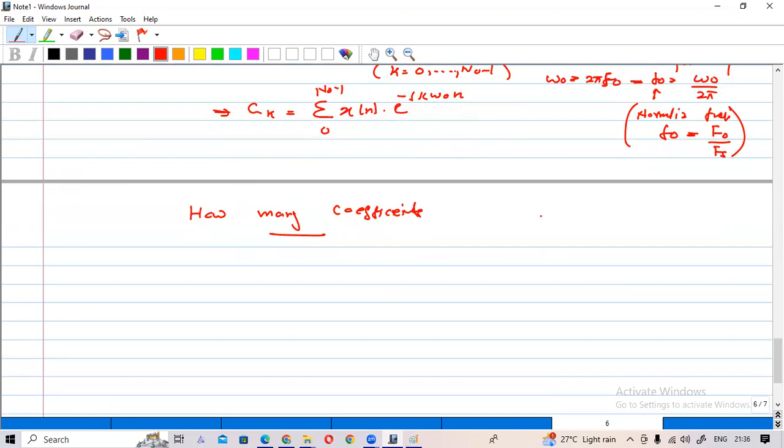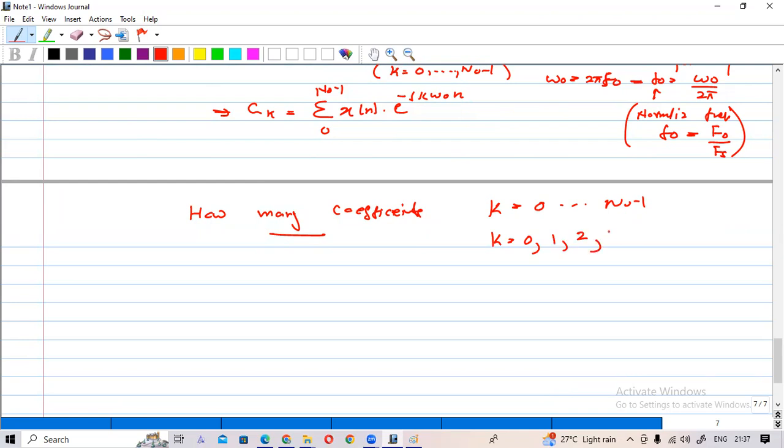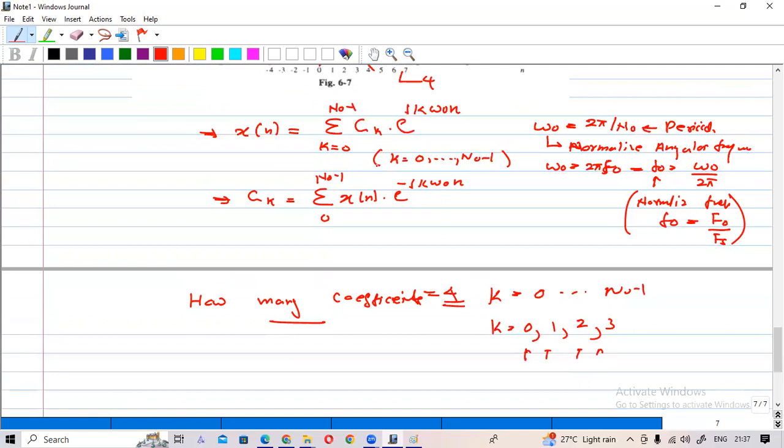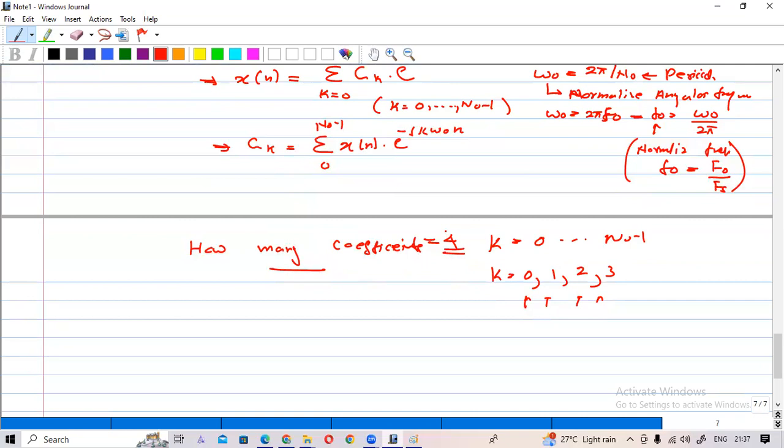Okay. So k is from 0 to N naught minus 1. N naught minus 1 means 3. That means k is from 0, 1, 2, 3. So there are 1, 2, 3, 4 coefficients. So the number of coefficients is 4 here. It is easy compared with continuous time, because in continuous time sometimes we have an infinite number of coefficients, but here we have only 4.